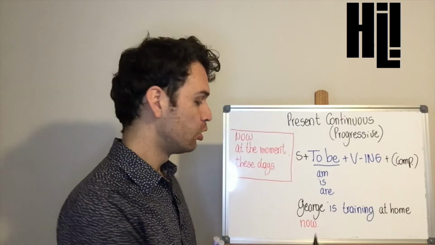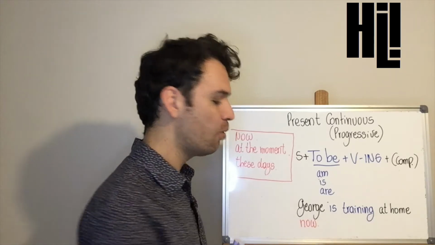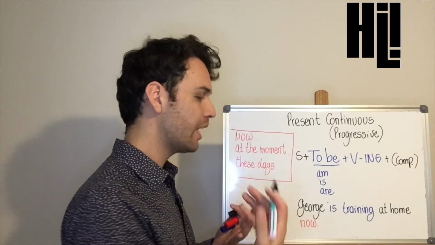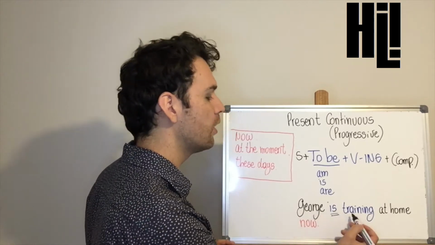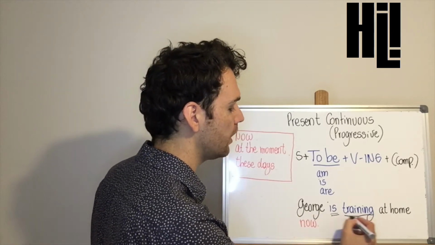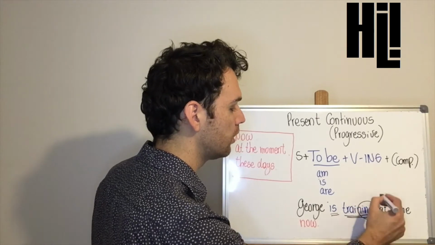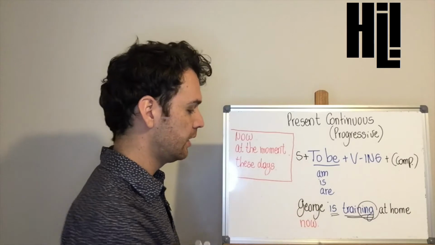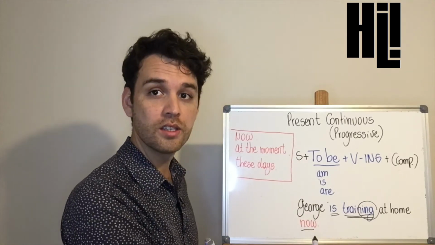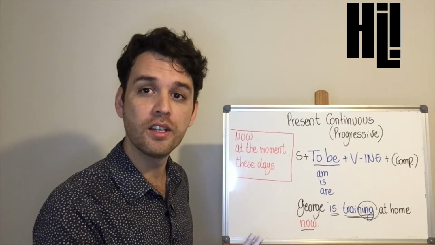We have George is training at home now. So what we can notice in this sentence is that we have the verb to be, we've got the main verb in its ing form, and then we have a complement. We also added an adverb which describes when the action is happening.